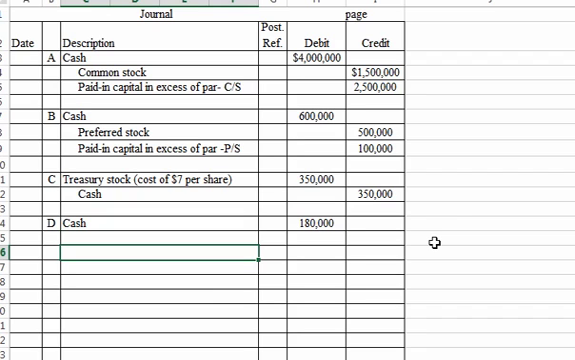Now, I know here, you guys, that we sold the shares for more than we bought them for, right? It's easy to see. They give you the price per share. We sold them on D for $9 a share. We purchased them on C for $7 a share.